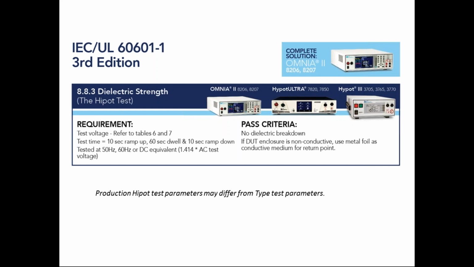Again, the pass criteria: no dielectric breakdown. If the DUT enclosure is non-conductive, use a metal foil to form a conductive medium. So with all this information that we looked at in the test standards, we can see that the production Hipot test parameters can differ from the type test parameters, but in the end, they're both Hipot tests and they're testing the same insulation points or insulation barriers on your product.